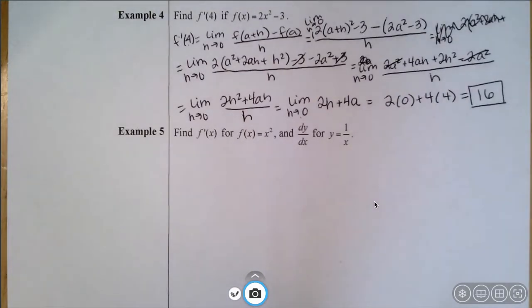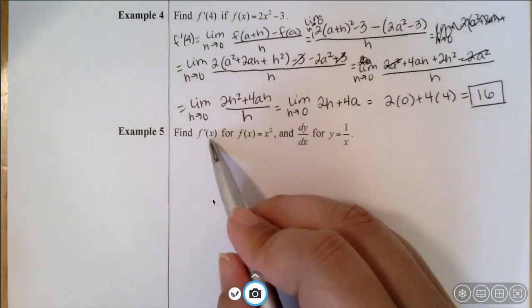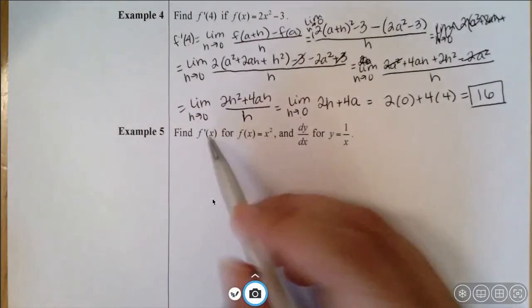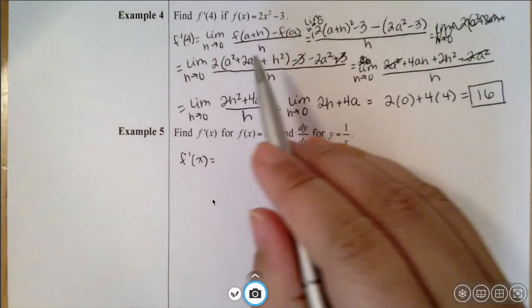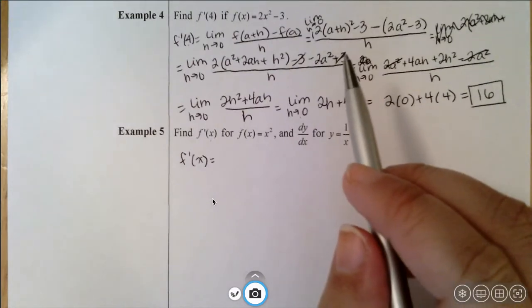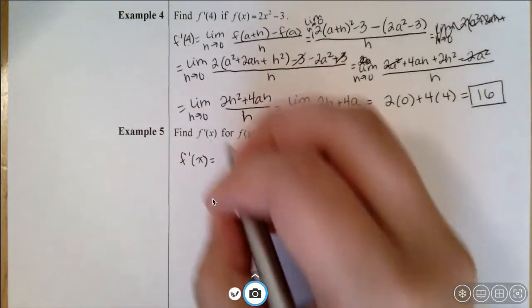And lastly, let's look at example 5. In example 5, we're doing the same thing, finding the derivative, but this time we're not given a value. So we want to find f prime of x. Again, I'm going to use the second formula. That's the most popular formula to use for derivatives. So it's a good one to see used more often.